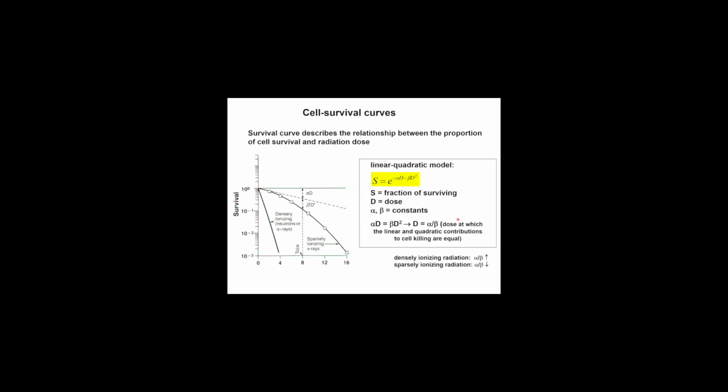So alpha beta is defined as the dose at which point the linear and quadratic contributions to cell killing are equal. It's where the alpha component meets the beta component on this survival curve. So here's the curve. Where do alpha and beta meet? Right here, we go down, we read the dose, it's 8 gray. So the alpha beta ratio for this particular cell tissue type or group of cells is 8.